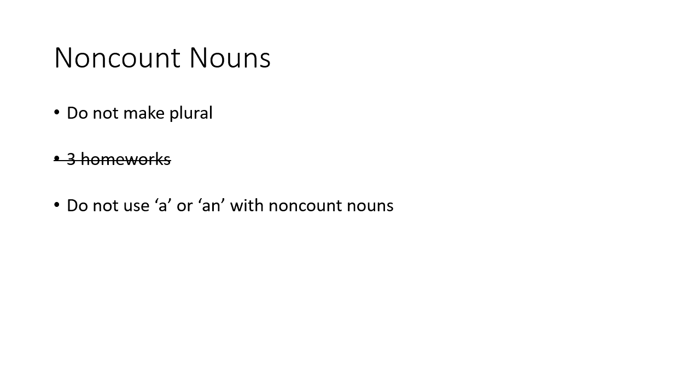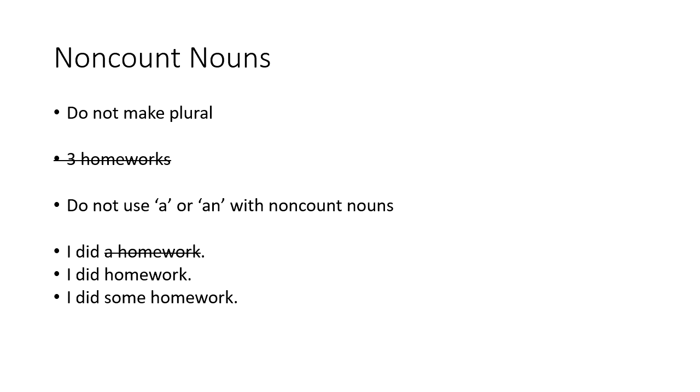Also, we do not use a or an with non-count nouns. For example, we don't say, I did a homework. We could say, I did homework, or we can say, I did some homework. A or an usually means one, and if you say one, you're trying to count something.